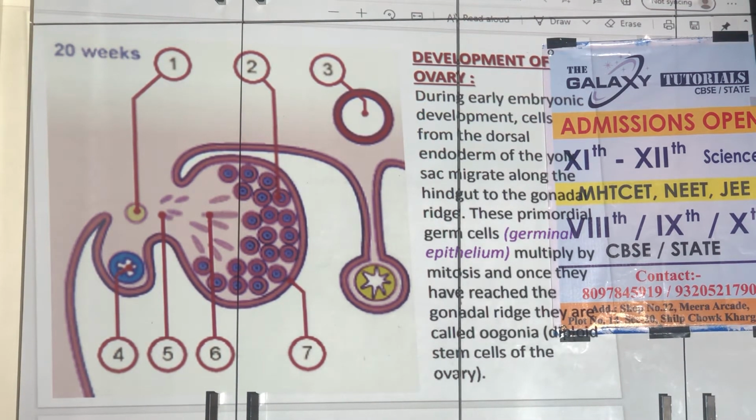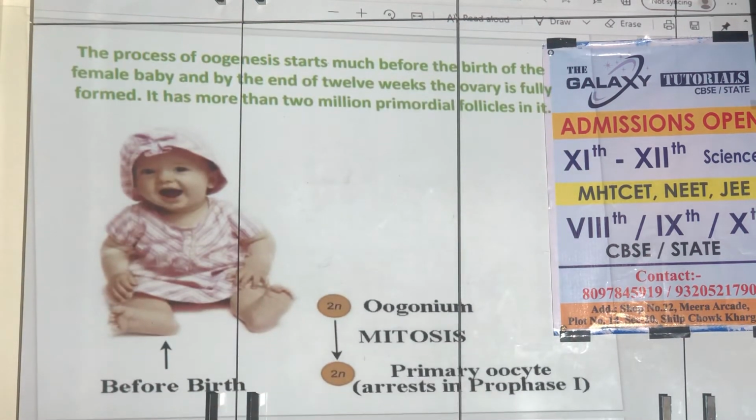Do not worry. Now, in females, oogenesis starts before your birth. At 12 weeks, there are already 2 million primordial cells, which I was showing you in the earlier diagram. The oogonium will undergo mitosis, become a primary oocyte, and stop in prophase 1 until puberty and reproductive maturation. Before birth, don't forget.